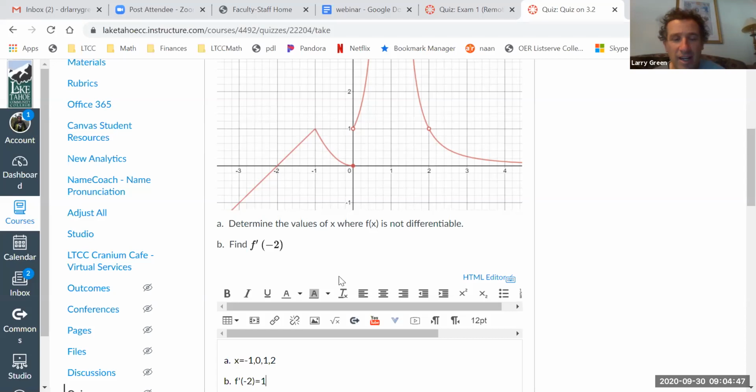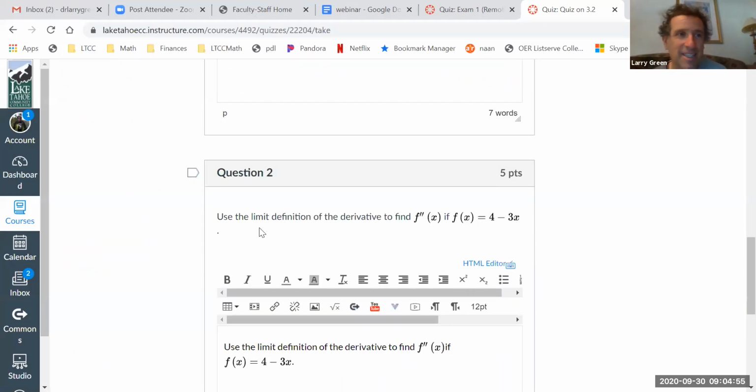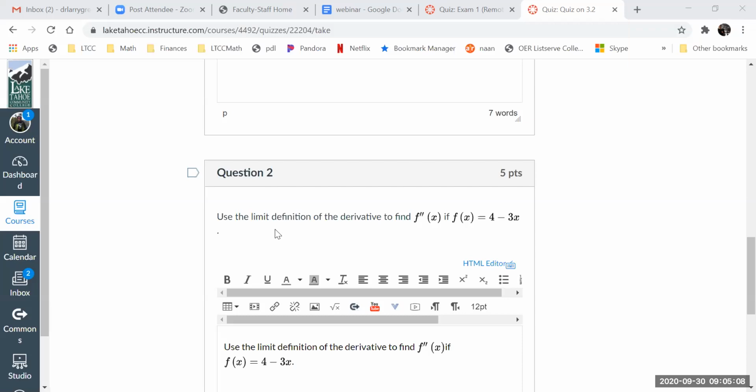Any questions on question 1? Okay, on the other hand, question 2 has very different instructions. This is not take a look at the picture and think. This is use the limit definition. Now it's full proof. So use the limit definition of the derivative to find f double prime of x if f of x equals 4 minus 3x.